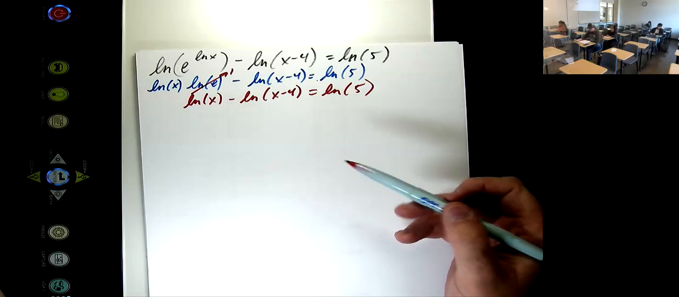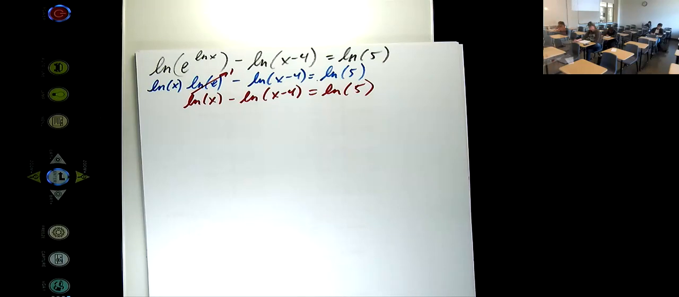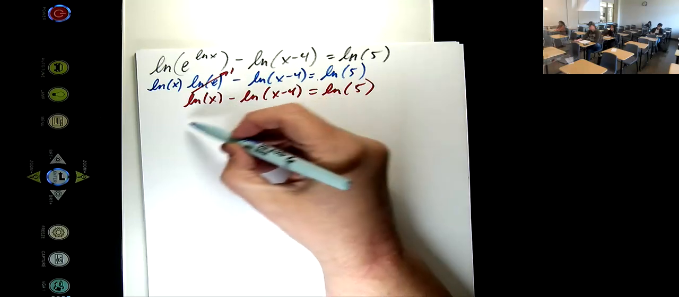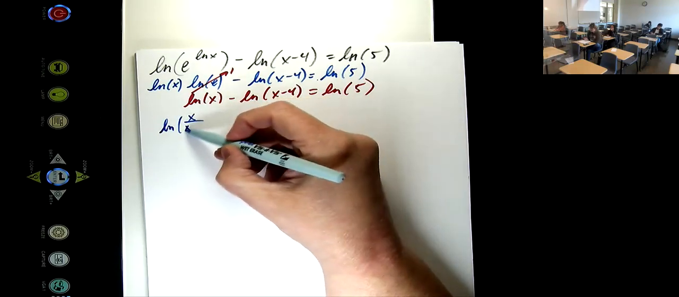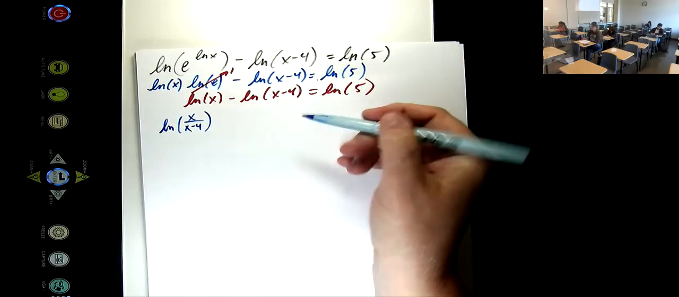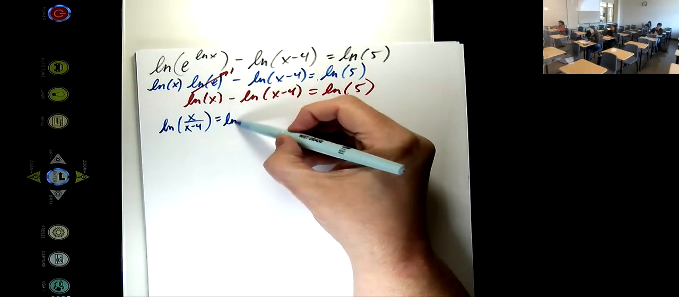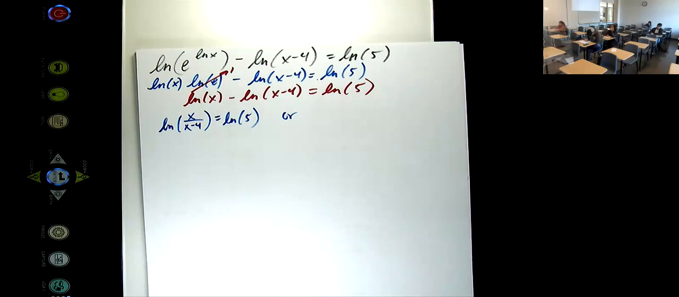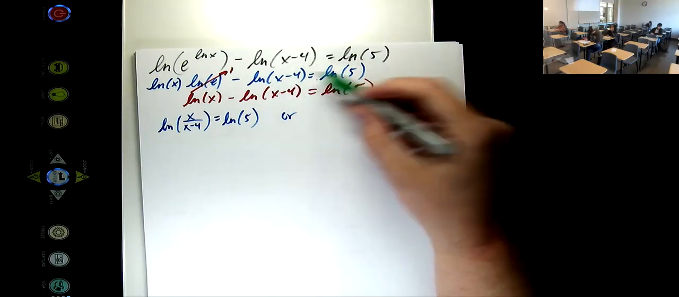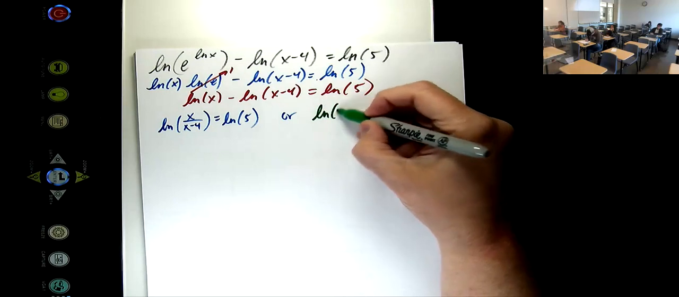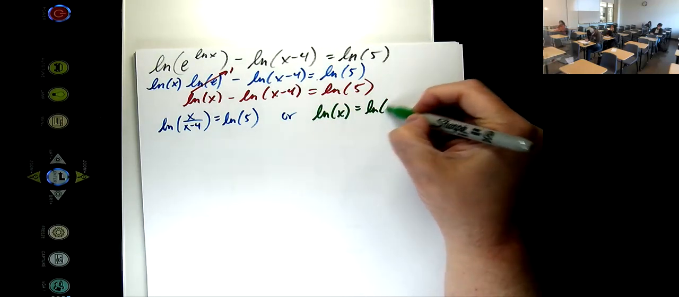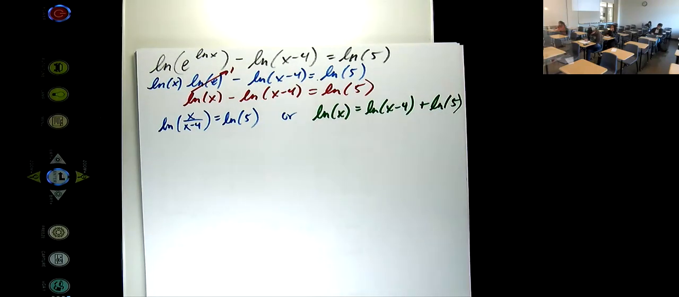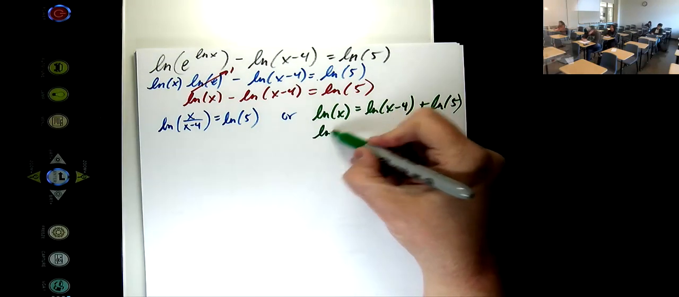It's kind of funny, we have a couple options. If I convert this as is, this becomes ln of x over x minus 4 equals ln of 5. Or we can do this. Add the ln of x minus 4 to the other side, and we get ln of x equals ln of x minus 4 plus ln of 5. And when we put those together, we have this.